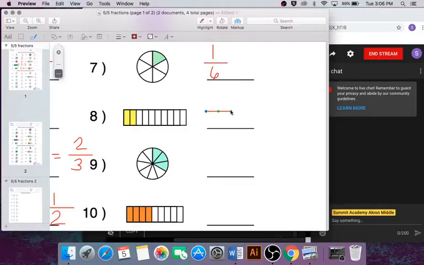Number 8, there's 1, 2, 3, 4, 5, 6, 7, 8, 9, 10 pieces in the whole rectangle. And there are 1, 2 pieces shaded in purple. These are both even numbers, so we know that this fraction needs to be reduced. So the greatest common factor for 2 and 10 would be 2. So we need to divide the top and the bottom by 2. So 2 divided by 2 is 1, and 10 divided by 2 is 5. So our fraction reduces down to 1/5.